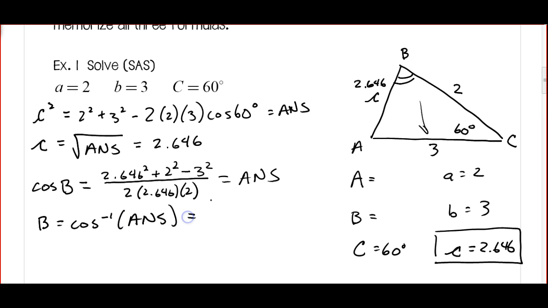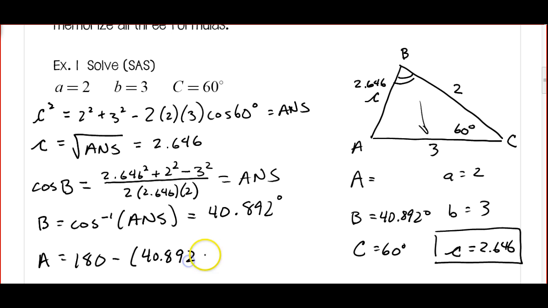Feel free to pause if you're checking the calculations along with me to see if you get the same answer. You should get 40.892 degrees. Now that we have two of the angles, it's just a matter of subtracting the two angles that we have from 180. So 40.892 and 60, and that should give us 79.108.